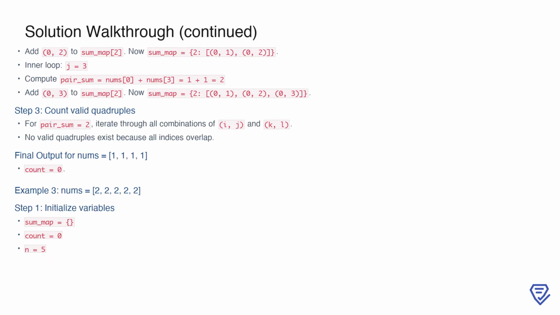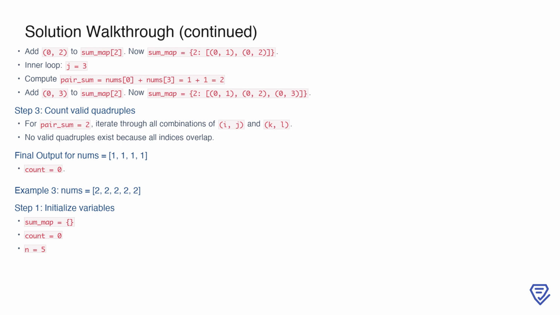Next, we continue calculating pair_sum for all remaining pairs of indices and updating sum_map accordingly. By the end of this process, sum_map for nums equals [1, 1, 1, 1] contains only one key, 2, which maps to the pairs (0, 1), (0, 2), (0, 3). Now, we move to counting valid quadruples.